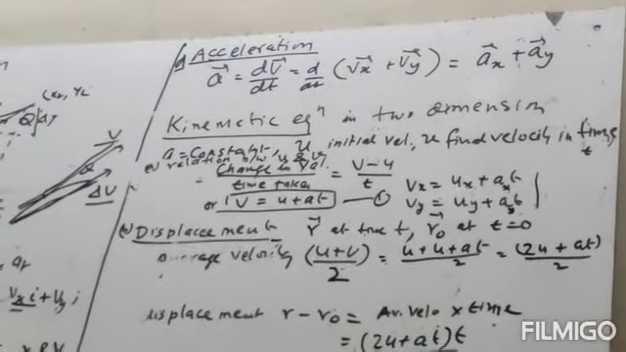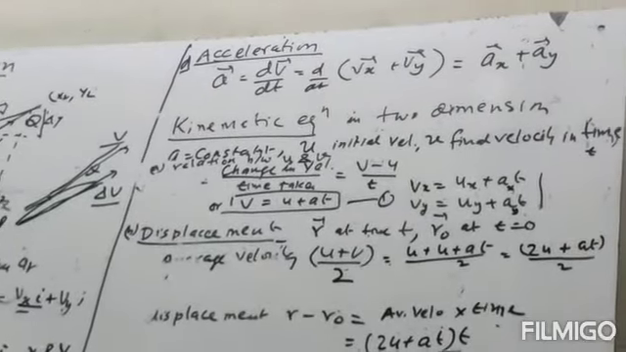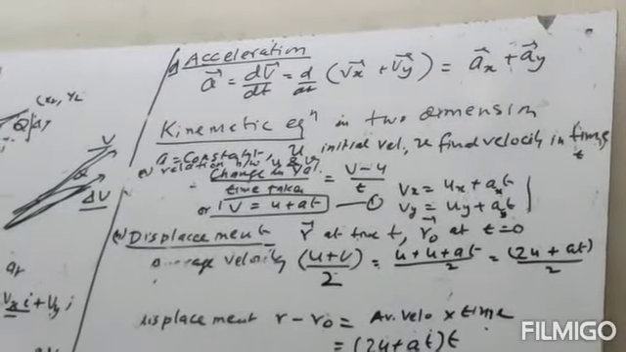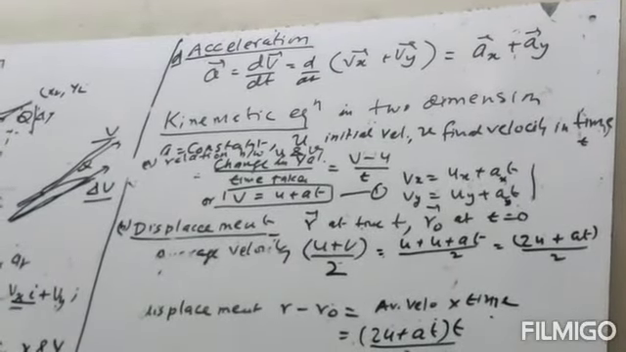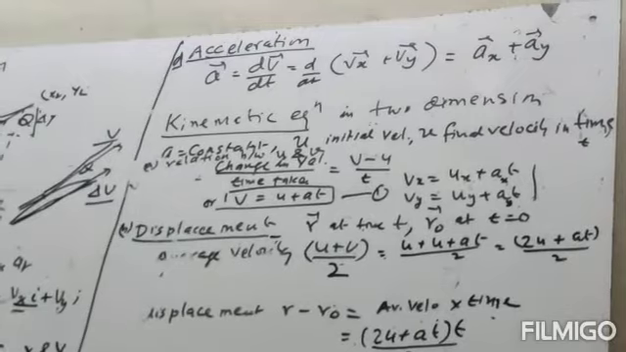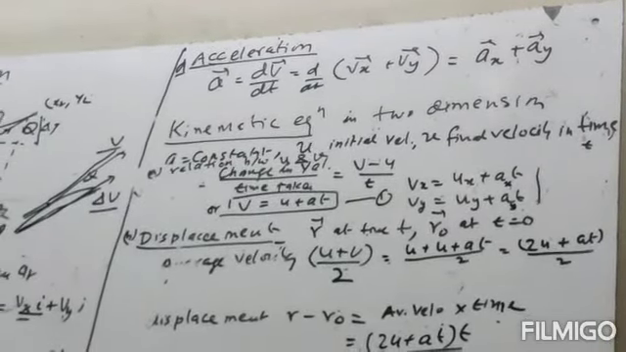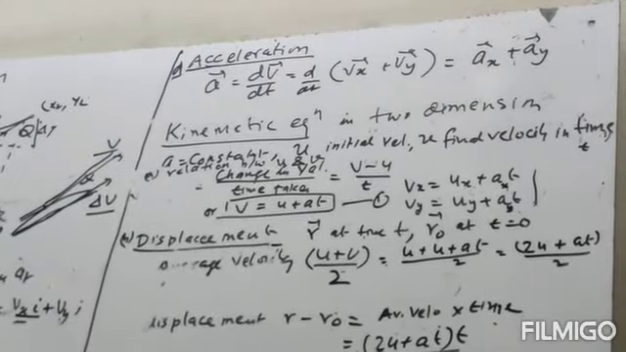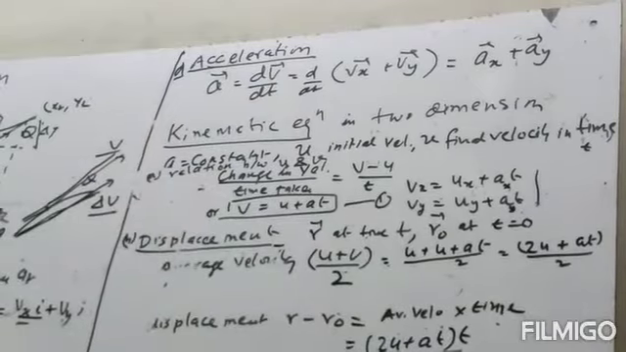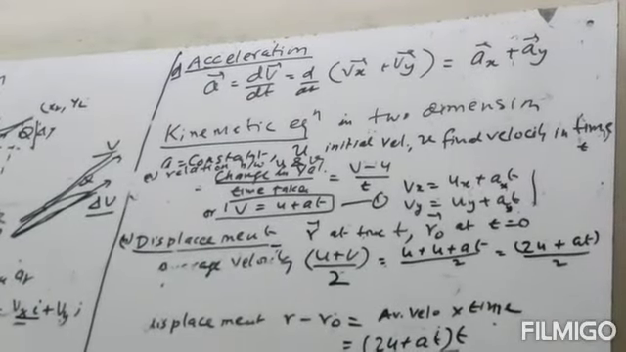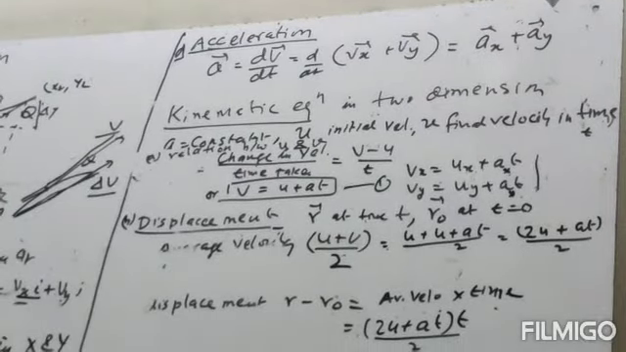Now we have discussed displacement, average velocity, instantaneous velocity, and now we will discuss acceleration or instantaneous acceleration. Now what is acceleration? Acceleration is the rate of change of velocity. So acceleration a will be equal to the rate of change, dv by dt. So the instantaneous acceleration will be equal to dv by dt.